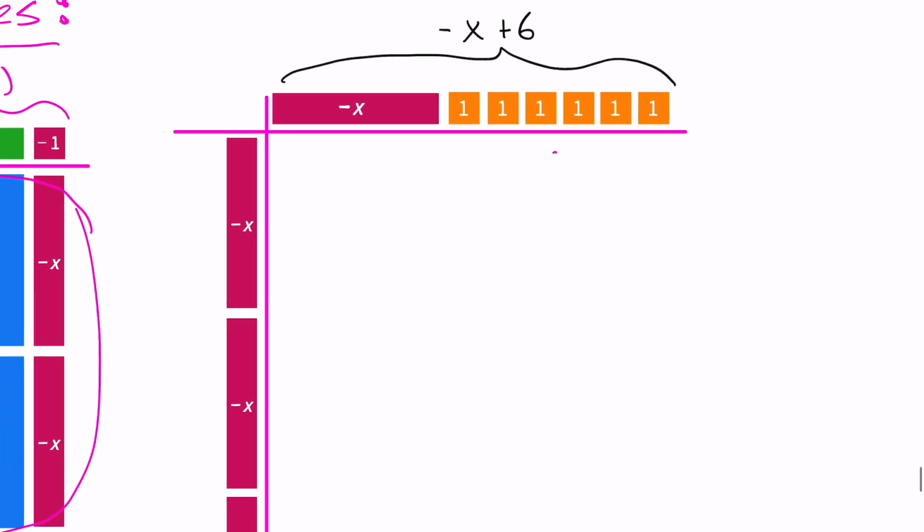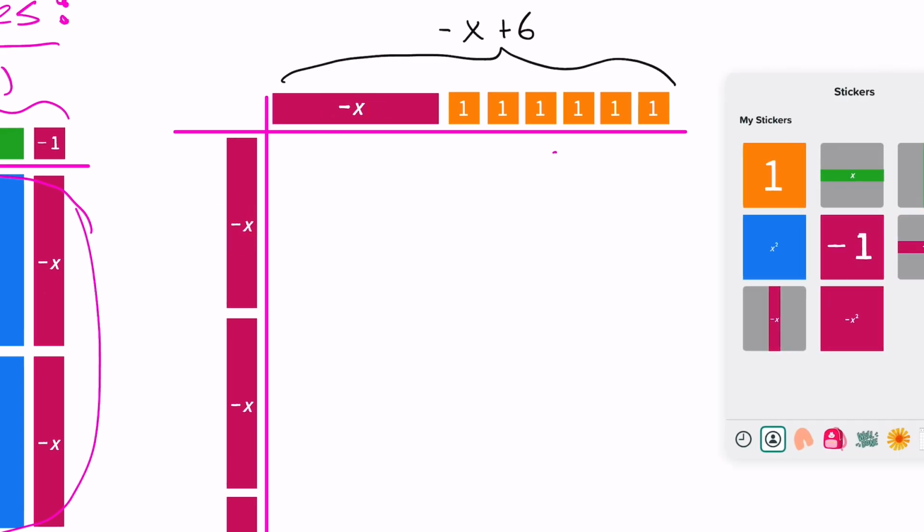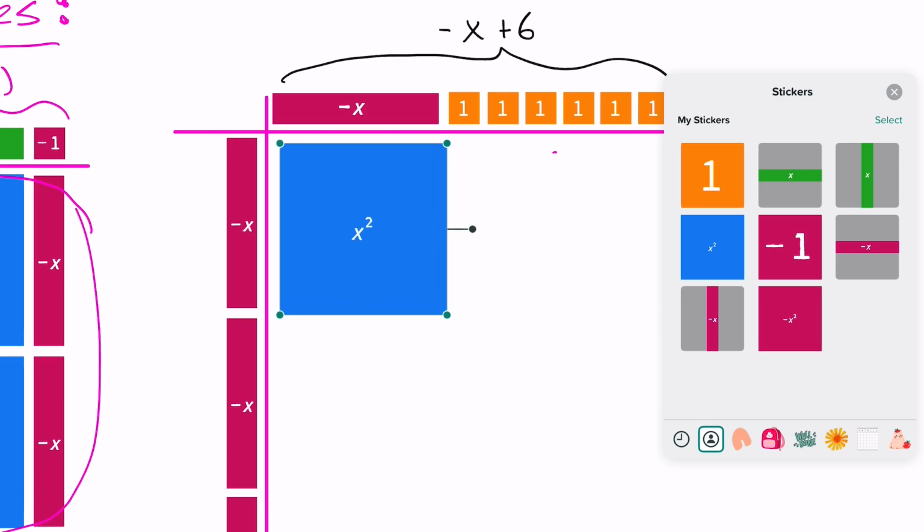Same idea. Something that's x long and x wide is going to be an x squared, but look at the signs. A negative and a negative is going to give me a positive. So I'm going to get a positive x squared here.